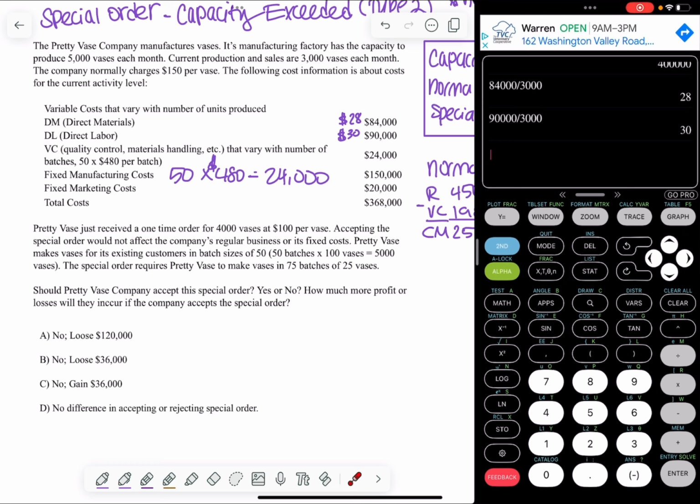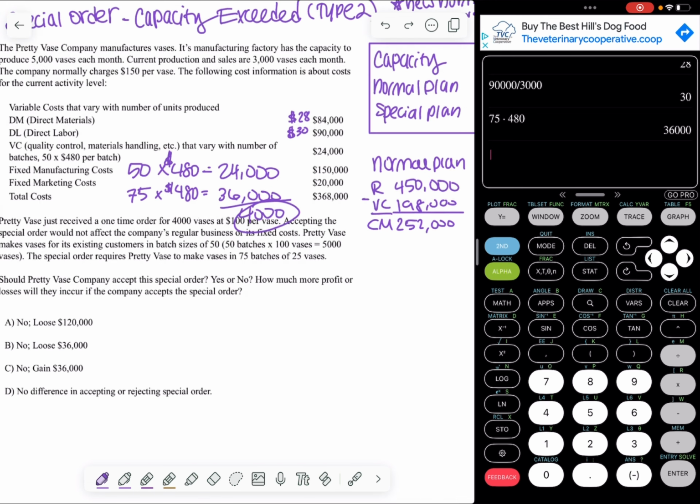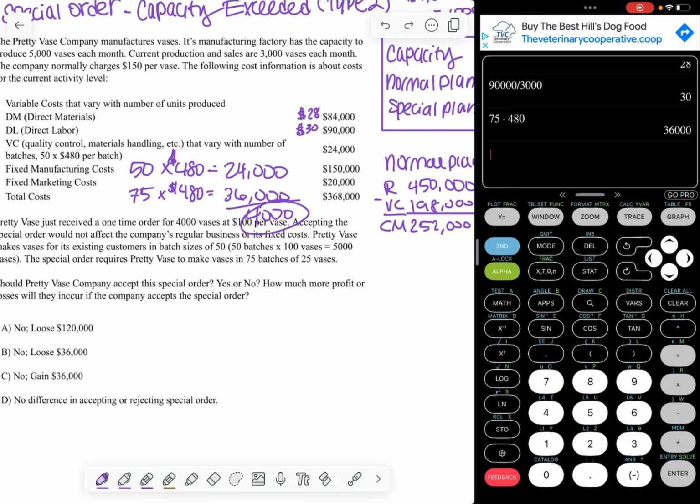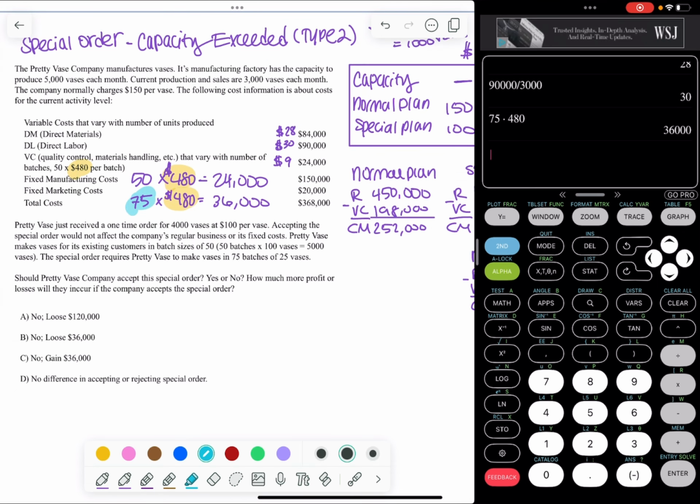But the special order requires us to make vases in 75 batches. So our new number is 75. We keep this number the same, 36,000. So that's going to be our new variable cost, and that is based on our special plan. The special plan is based on 4,000 units, and so 36,000 divided by 4,000 is going to be $9. And so we get our variable cost per unit for the special plan. These numbers always stay the same, and this 75 comes from the new requirement here.